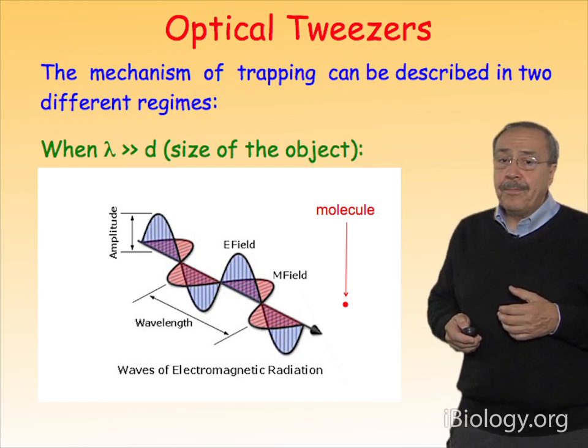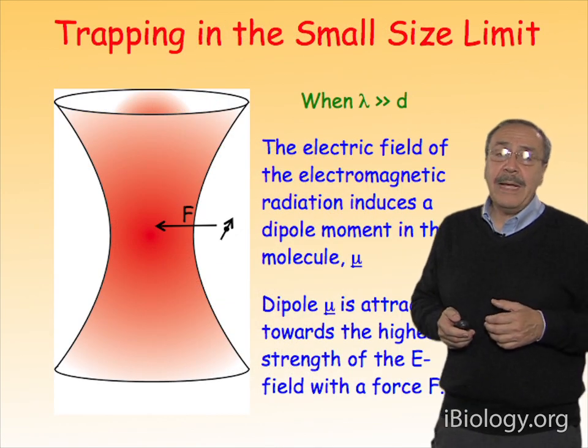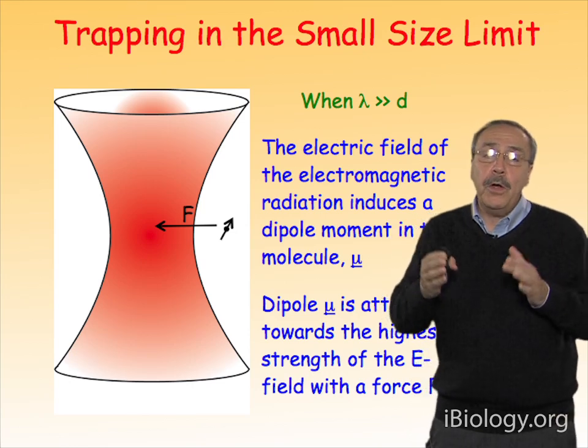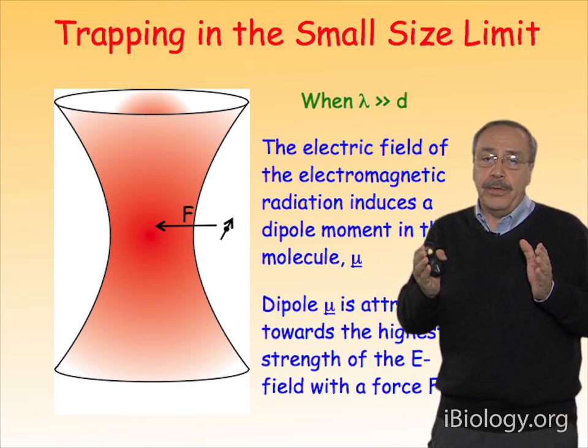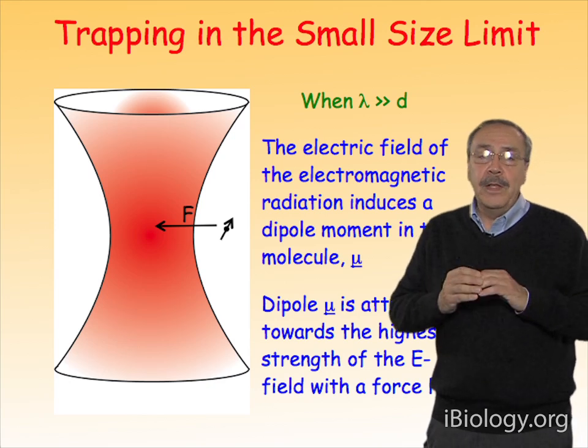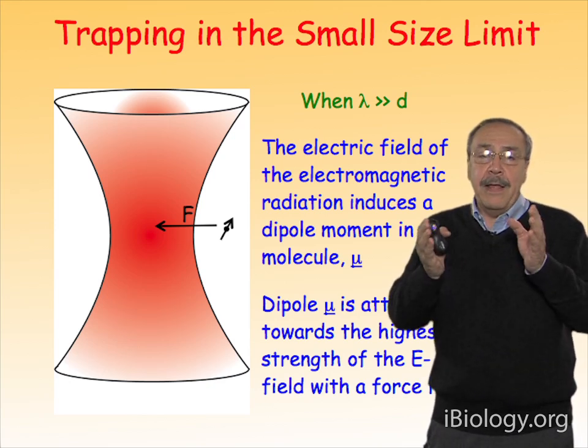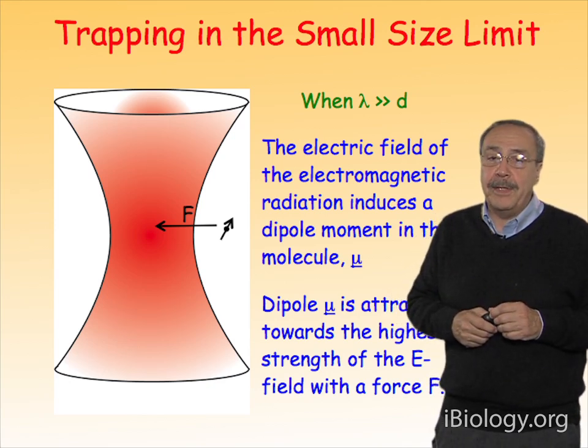Okay, so what happens when you collimate or you focus light, say through an objective? You take light from a laser, you fill the back focal plane of your objective, and then you collimate it into a diffraction limited spot.